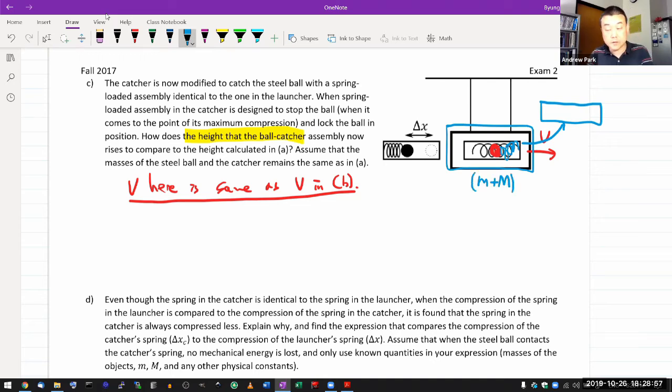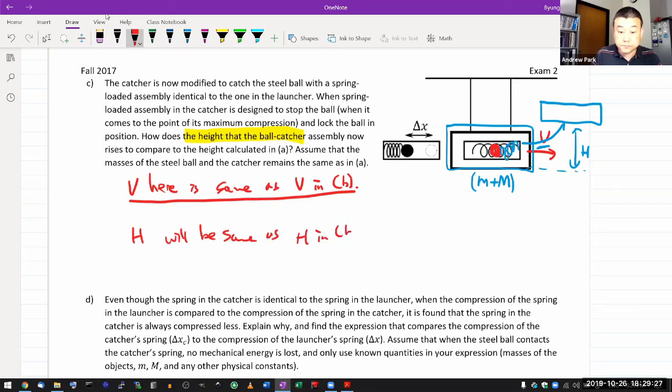So the fact that there's a spring compressed in there, we don't care. If it has the same starting speed v, then it has the same kinetic energy as before, which means after it rises to some height h, it's going to have the same potential energy. So that means height h will be the same as h in B.